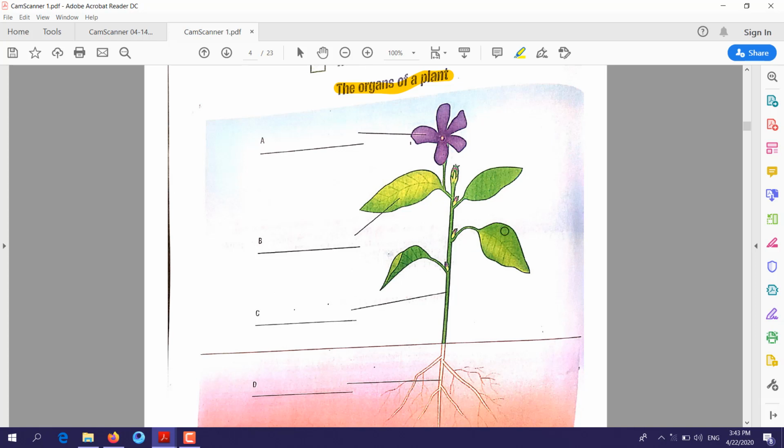Then, when these leaves get water, what will happen in the leaves? They will do photosynthesis. By photosynthesis, the leaves will make food. Now, how will this food be transported to the other plant parts? Of course, it will be through the stem.